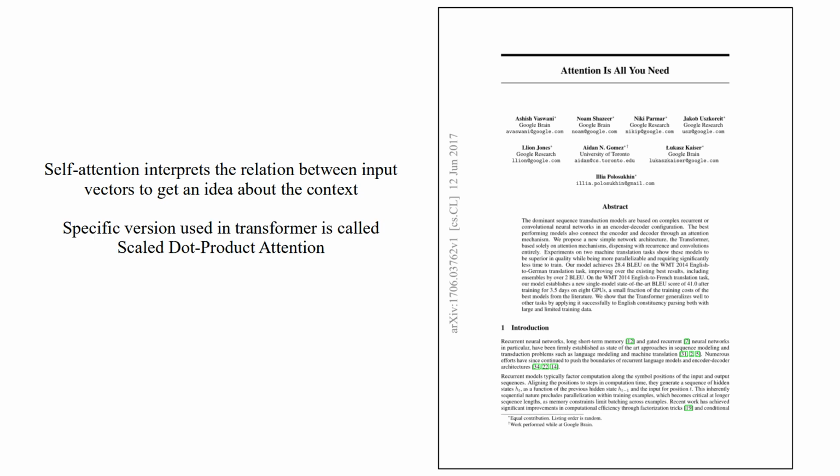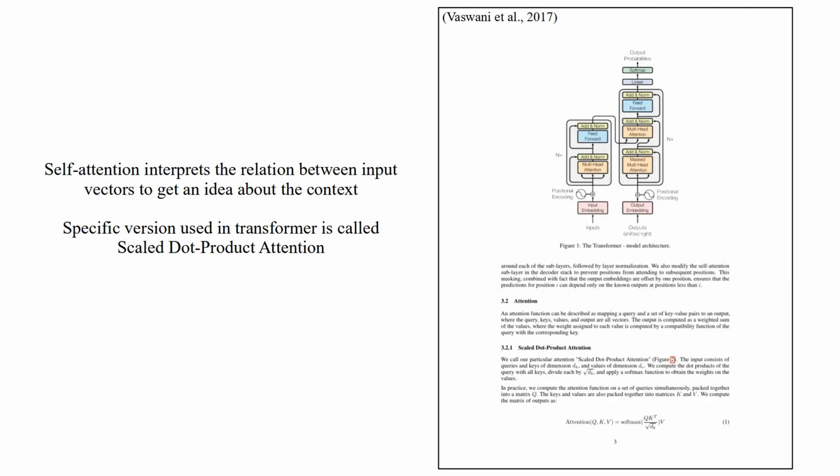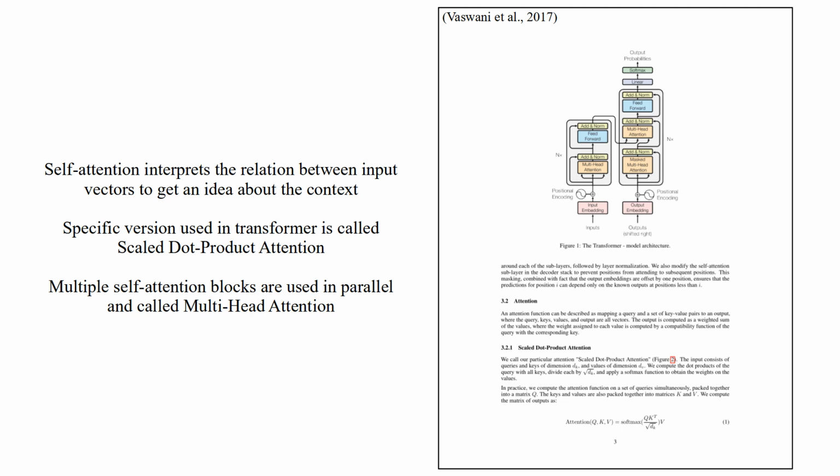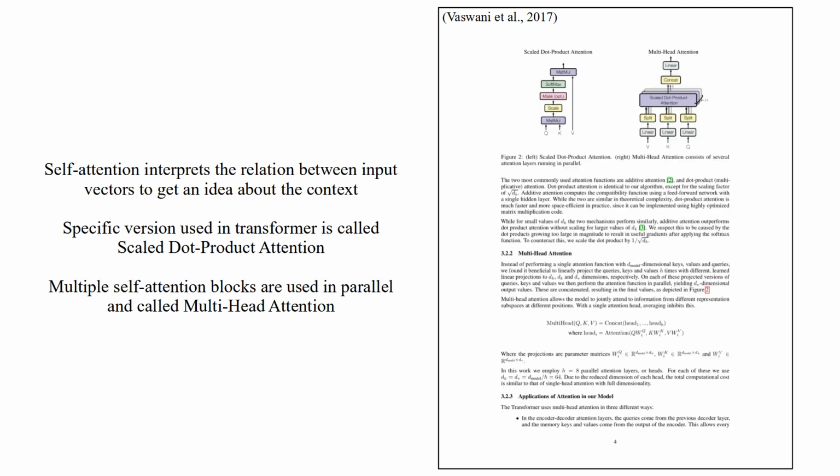The specific version used in transformer is called scaled dot product attention, and it is described in the Attention is All You Need paper. Multiple self-attention blocks are used in parallel and called multi-head attention. Input and output of self-attention have the same number of vectors.